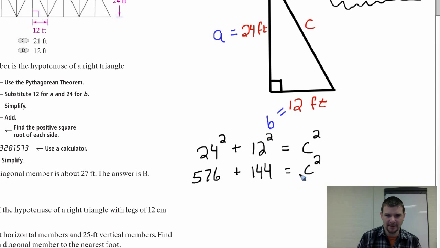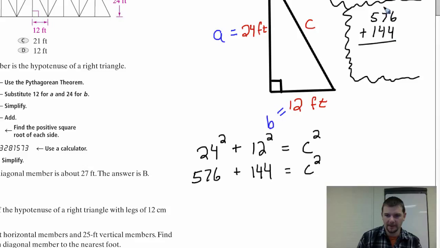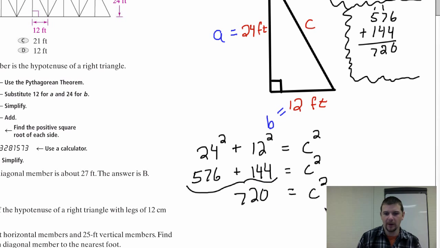And now summing these two, I'm going to use some more scratch paper. 576 plus 144, 6 plus 4, 10. 7 plus 4 plus 1 more, 12. 5 plus 2, 7. 720. So 720, that was the sum resulting from this addition, equals c squared.